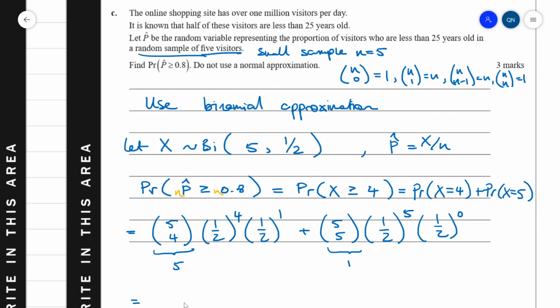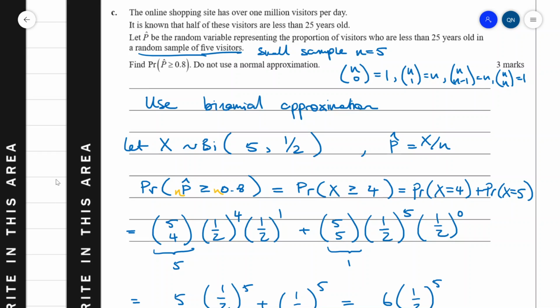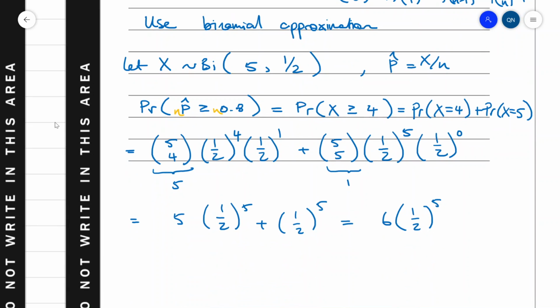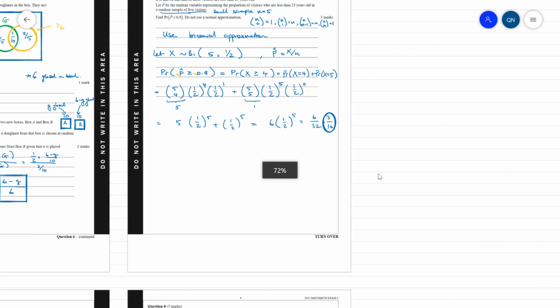Right, so let's clean things up a little bit over here. So we have 5 times 1/2 raised to the 5th, plus 1/2 raised to the 5th. So overall, this is 6 times 1/2 raised to the 5th. What is 2 raised to the 5th power? Well, I know 2 raised to the 4th power is 16, so 2 raised to the 5th power is 32. So this is 6 over 32, which you can simplify to 3 on 16. We'll take that as our answer.